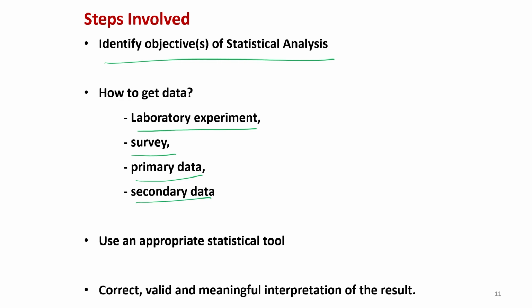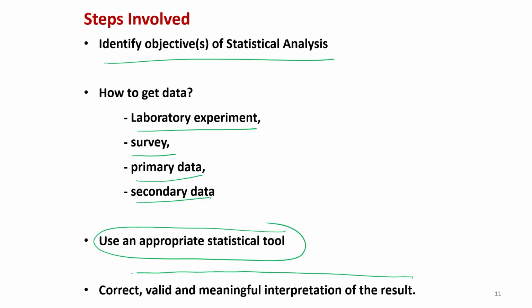Once you have received the relevant data, and I am emphasizing relevant data, then you need to decide what is the appropriate statistical tool which I want to use on the data, whether I want to find out arithmetic mean or variance or correlation coefficient or something else. And based on that, we have to ensure that we are getting the correct, valid and meaningful interpretation of the result. This part comes from practice and experience also, right?